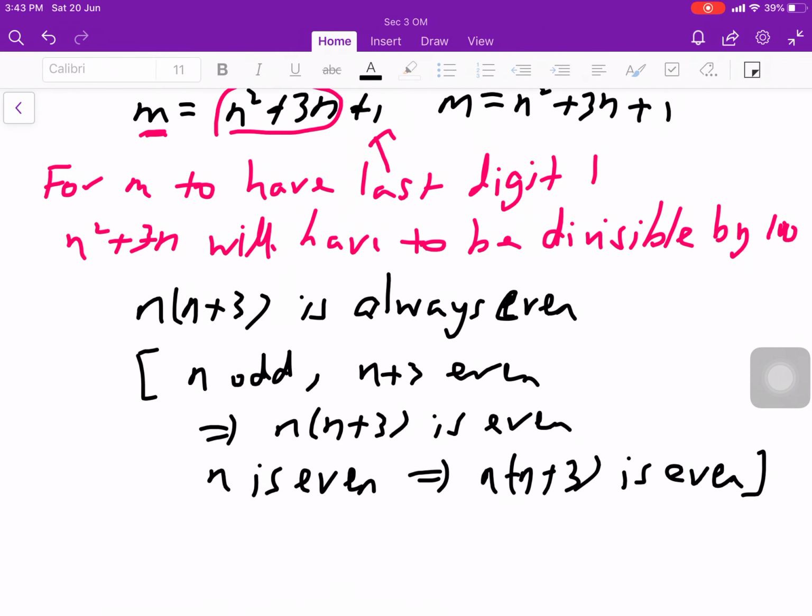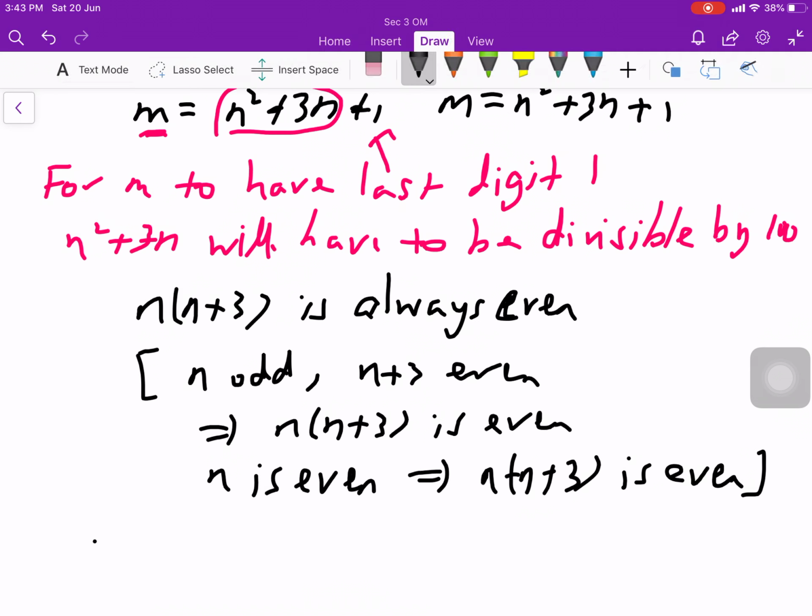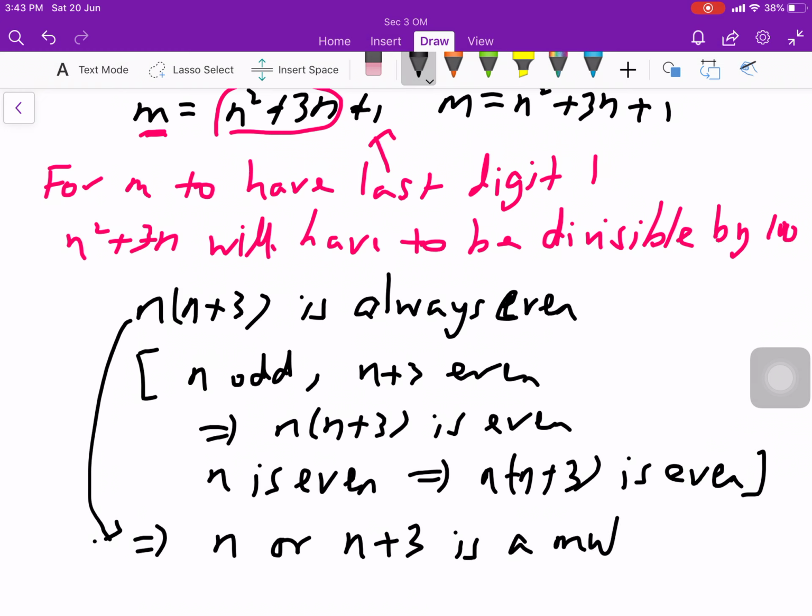Then take note, I want n times n plus 3 to be a multiple of 10, right? Therefore, can you see that one of them, this implies n or n plus 3, is a multiple of 5, or divisible by 5 also can, right? It's a multiple of 5.